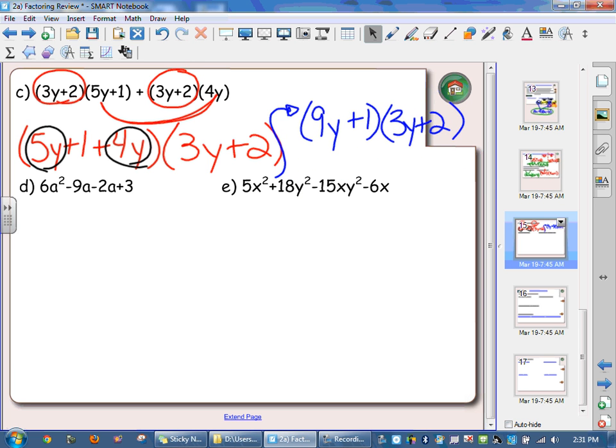Now, if I switch those two around, the 9 and the 3 have something in common, I can divide a 3 out. All right, so I'm going to rewrite this: 6a squared minus 2a minus 9a plus 3. All I did was switch the middle two, and that's going to help us in finding our common factors again.